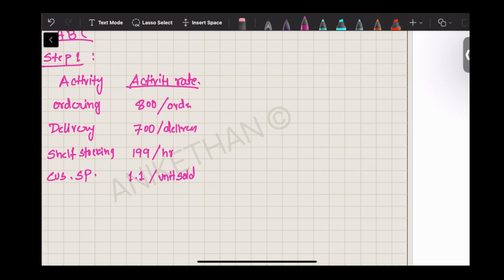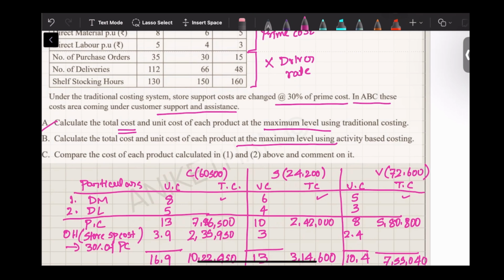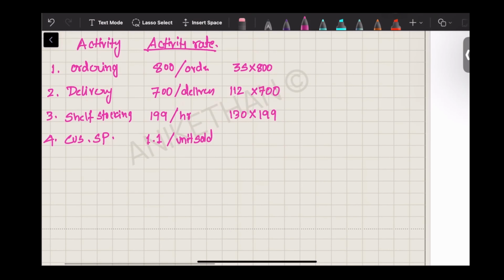Now I will multiply this rate by consumption of activity by cocoa, strawberry and vanilla. So for cocoa, first column, it is 35 orders. So the cost will be 35 into 800. Then for delivery, it is 112 deliveries multiplied by 700 per delivery. Shelf stocking 130 hours multiplied by 199. Then customer support, number of units sold. So 1.1 per unit into 60,500. These will be activity based overhead for cocoa. Similarly, I will calculate for strawberry and vanilla.